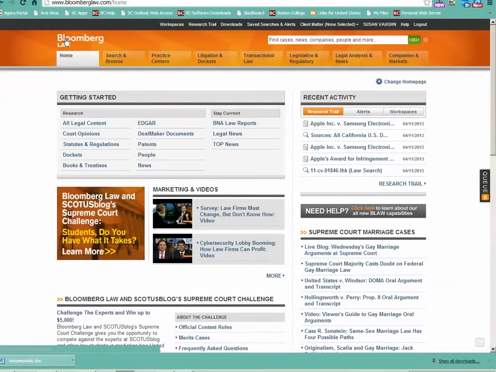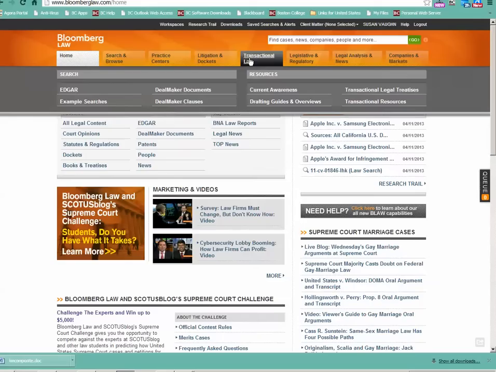So when we're on Bloomberg Law, we've done a lot in the Search and Browse tab. We've used the Legal Analysis and News tab quite a bit. We've used Litigation and Dockets. Now we're going to look at the Transactional Law tab. So in this tab, we can look up Edgar information, which are those 10K filings we were just looking at on Knowledge Mosaic. We can also pull different documents and clauses, so examples for deals. And we have treatises, so secondary source materials here as well.